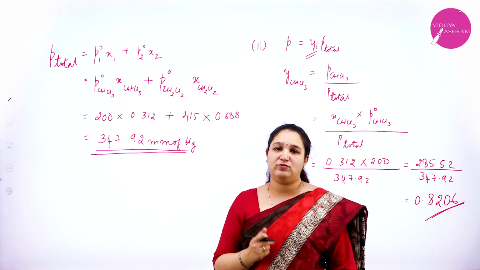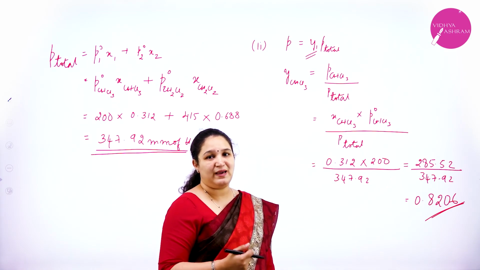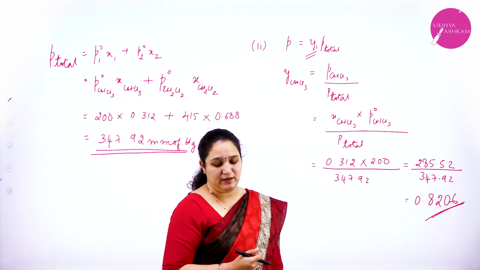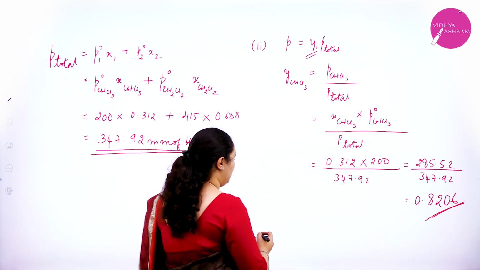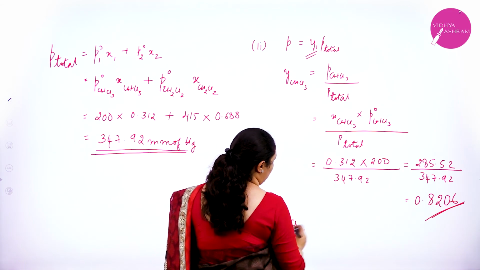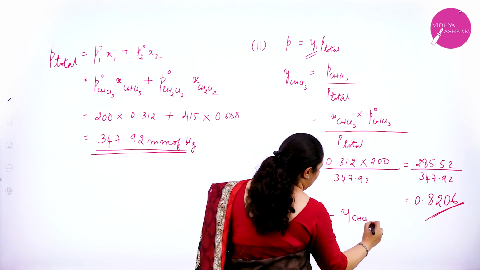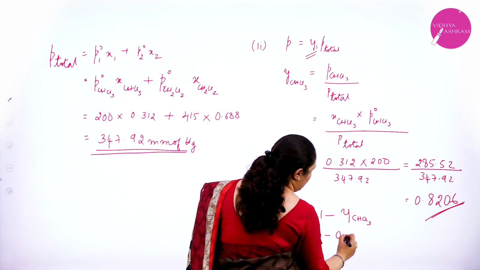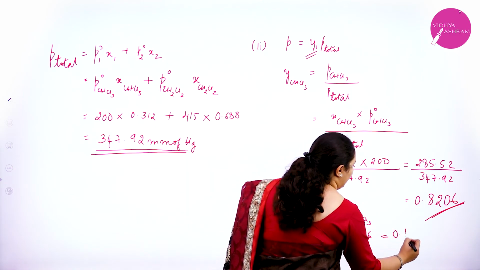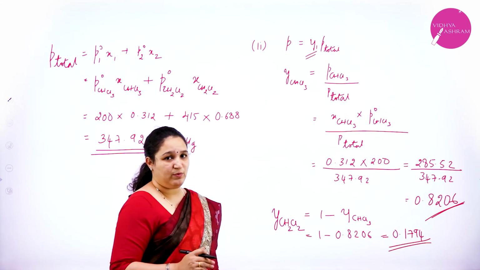Now I have to also find out for dichloromethane. How will I get it for dichloromethane? I have to just subtract this. That is, mole fraction of CH2Cl2 is equal to 1 minus mole fraction of CHCl3, which will be equal to 1 minus 0.8206, which is equal to 0.1794. So I hope you have understood the problem.